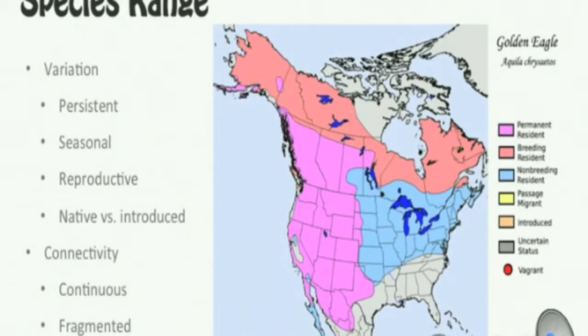Species range, which differs from species territory, refers to the geographical distribution and limitation of a species. Ranges are either continuous or fragmented in space, and can be persistent with temporal and spatial stability. They can also change seasonally, according to species' reproductive habits and when an invasive species is introduced.